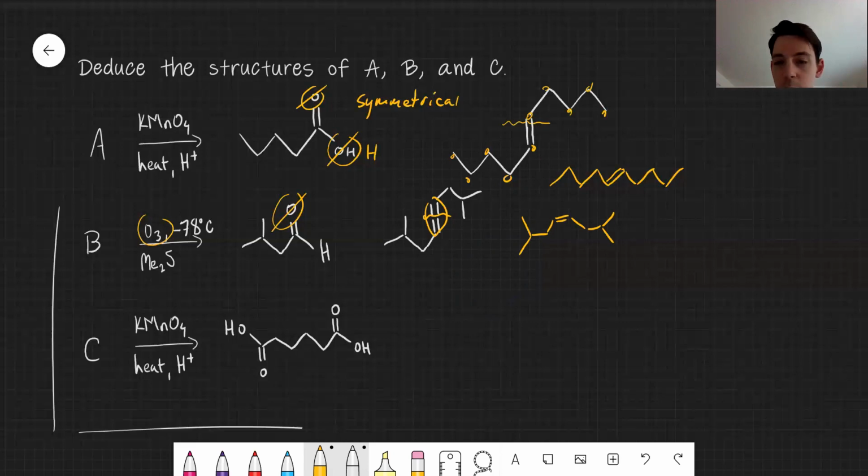And I always like to double count my carbons. 1, 2, 3, 4, 5, 6, 7, 8, 9, 10. 1, 2, 3, 4, 5. So I just double check and make sure I didn't lose anything when transferring to a line structure.